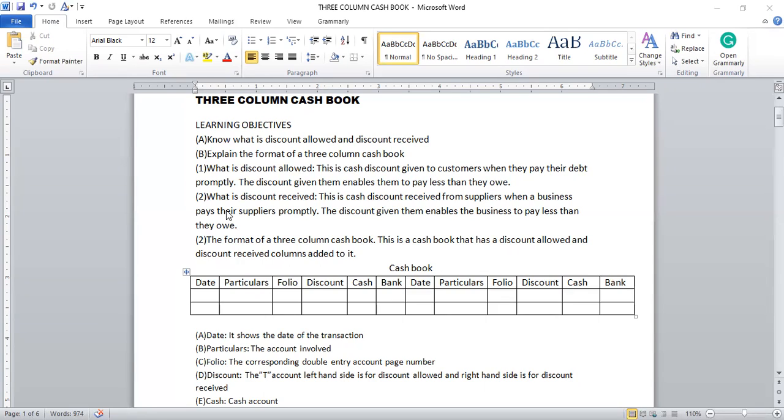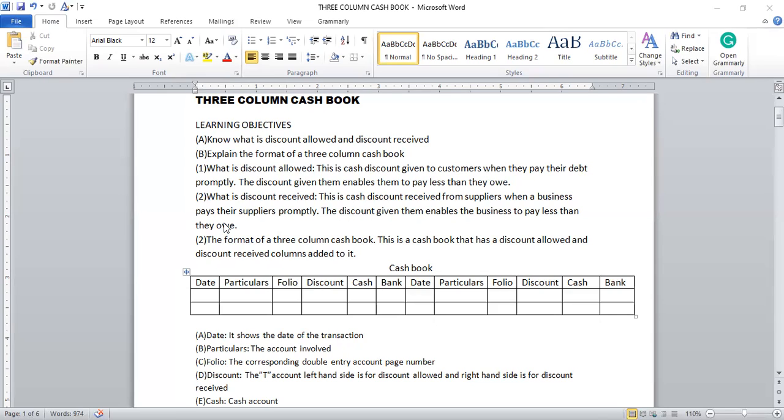Okay, 2. What is discount received? This is cash discount received from suppliers when a business pays their suppliers promptly. The discount given them enables the business to pay less than they owe. The same, the other way round.